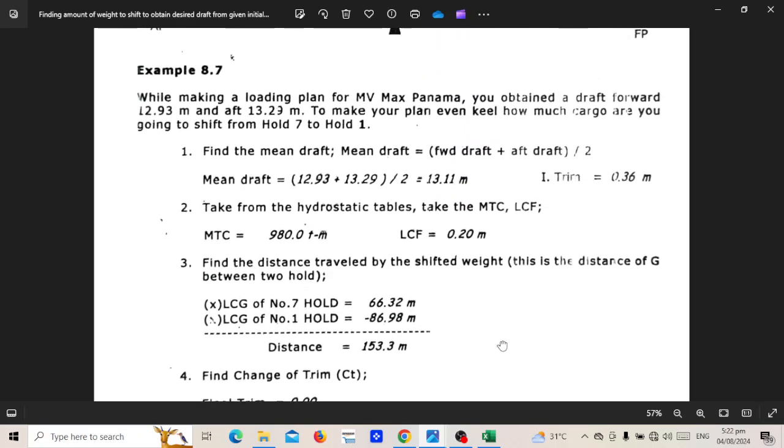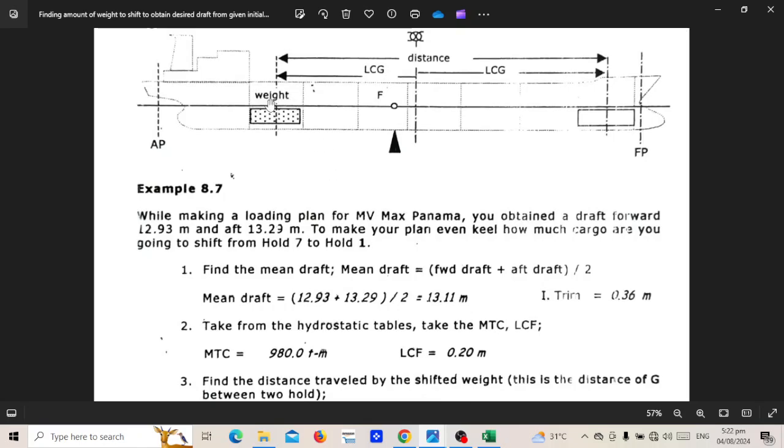So you take out 230 metric tons here in hold number 7. You ship it to hold number 1. You put this 230 metric tons here in number 1. Once you have loaded it to number 1, then you will have an even keel.